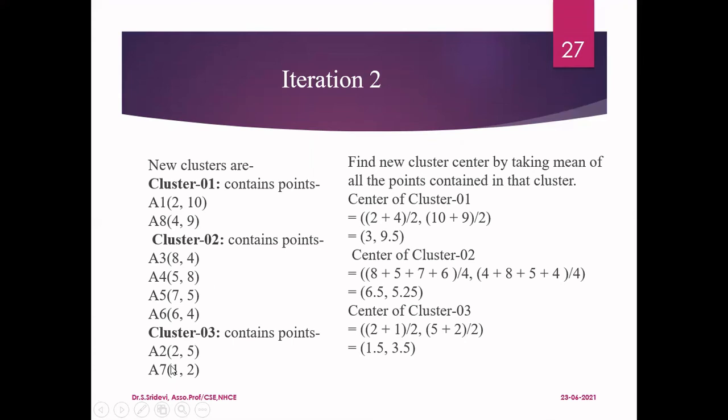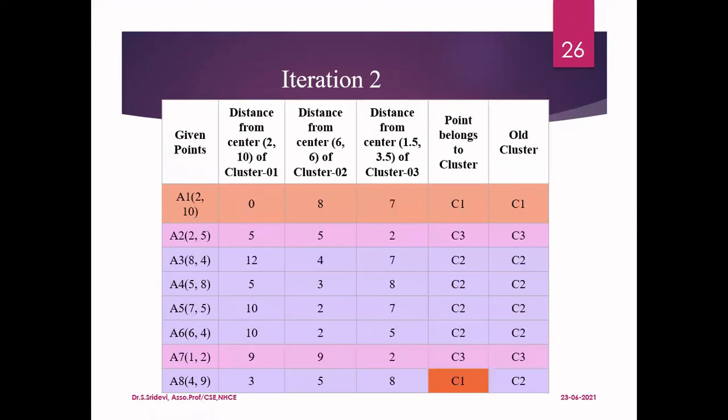Suppose if I don't give you stop with 2 iterations, you cannot stop at this point. You have to proceed further. Why do I have to proceed further? Because if you see this particular slide, there is a change in the clusters. Okay, initially point A8 is in cluster 2, but now it is moving to cluster 1. That means there is a change. Whenever there is a change, you have to proceed. Unless the stopping criteria is given, you have to proceed.